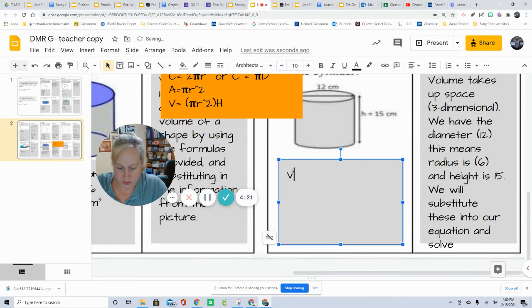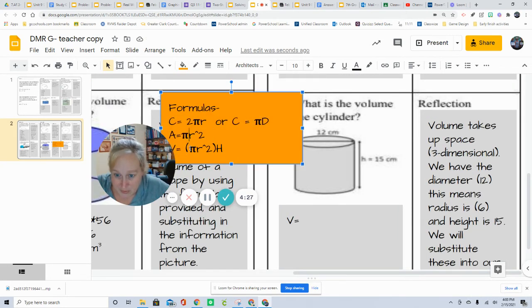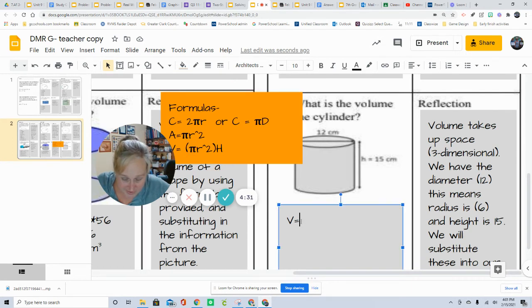We are going to do volume equals, and I'm going to substitute in pi. Watch me cheat. I'm going to come up here and go Control C, Control V, and my R is 6, so that is 6, control period, that makes superscript, squared. Control period takes that away. 6 squared, and height is 15.